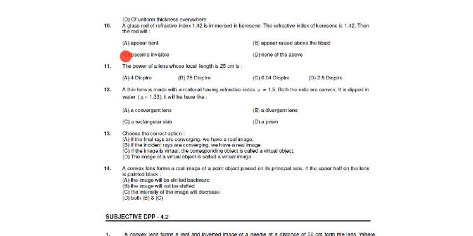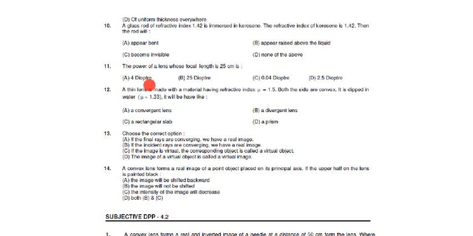Now let's move to the 11th question. The power of a lens whose focal length is 25 centimeters. We know that the formula for power is 100 divided by f in centimeters. So 100 divided by 25, you cancel out 4 times, you will get 4 diopter. So the answer for question number 11 is A, 4 diopter.